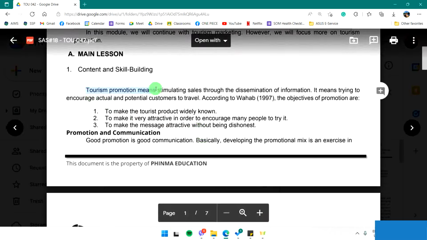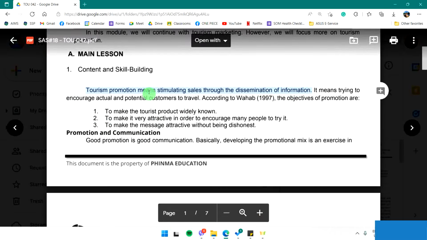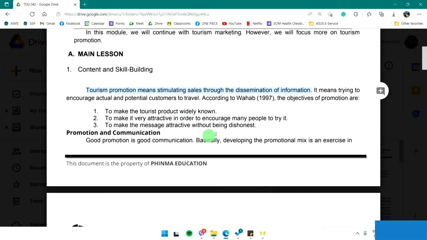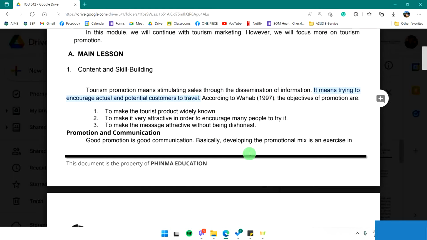Tourism promotion means stimulating sales through dissemination of information. It means trying to encourage actual and potential customers to travel. So, with the use of tourism promotion, we are informing our guests of our certain products. Kung ano nga ba yung mga meron tayo, kung ano yung mga pwede nating ibenta sa kanila na mga produkto sa tourism, of course.